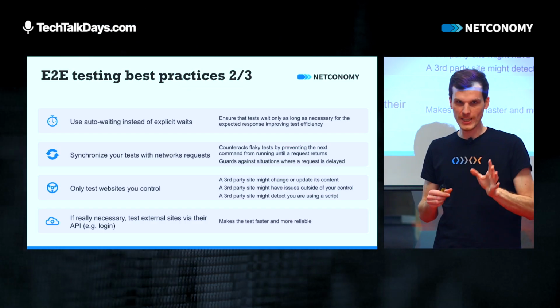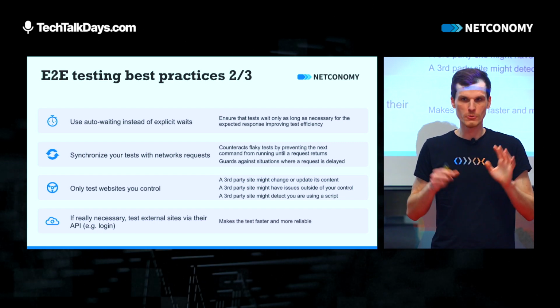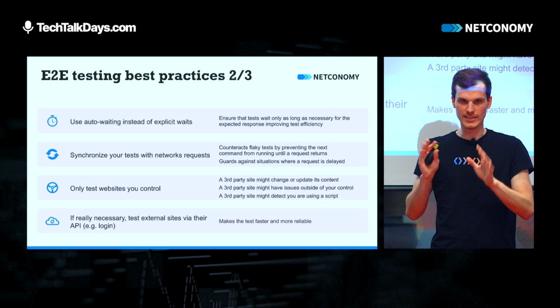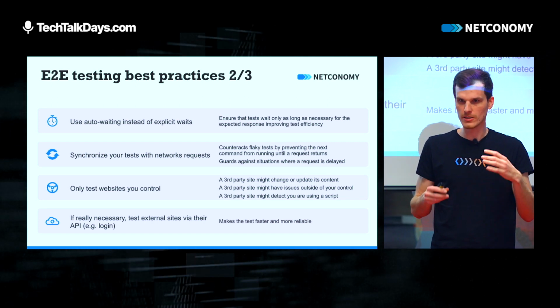If you make use of auto-waiting, you can tell a certain event, like a button click, to wait for 30 seconds until the button is interactive. If it's interactive earlier, it would click it right away, so you save a lot of time.